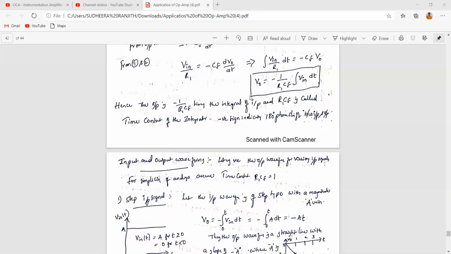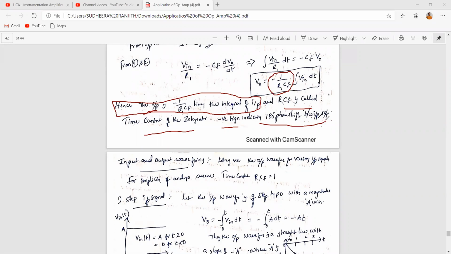So the output of an integrator is minus 1 by R1 CF times the integral of input. If you observe this, output is minus 1 by R1 CF times the integral of input. R1 CF is called the time constant of the integrator. The negative sign indicates a 180 degree shift between input and output.